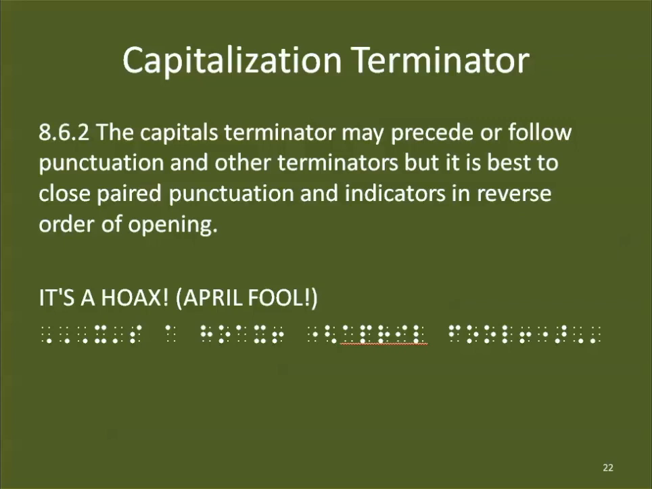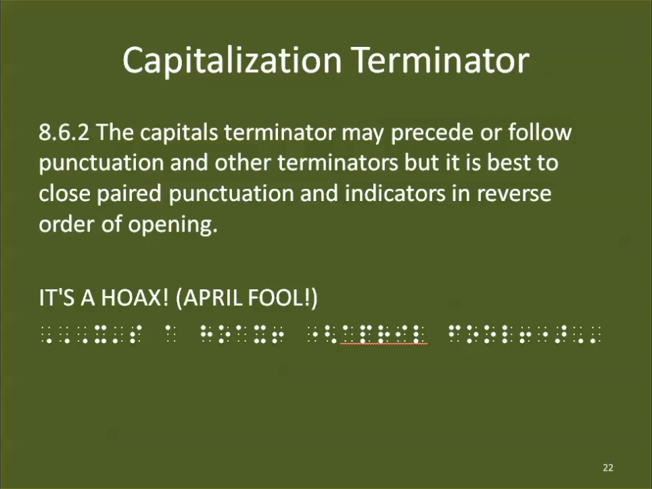So here's a sentence: "It's a hoax," then we have a parenthesis, "April Fool," punctuation mark, exclamation mark, and then the closing parenthesis. So we have our capitals passage indicator there because we have three or more symbol sequences. It carries on through until we terminate it. We could terminate it right after the L in "fool."